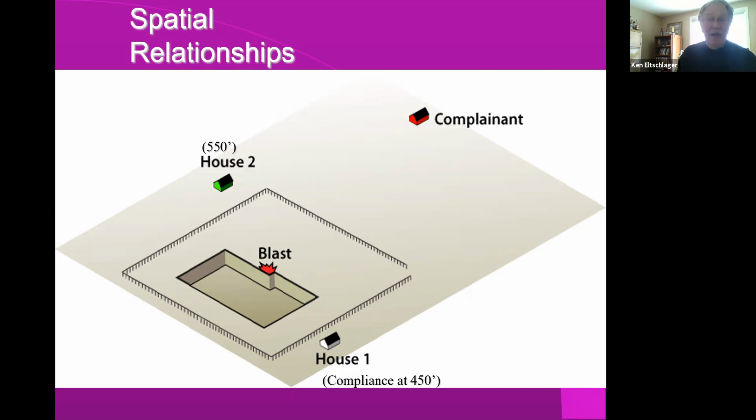Here at the blast site, you have a high wall or a big pit between house 1 and the blast and house 2. In this particular instance, you would expect the ground vibration levels to be stronger in the direction of house 2 than house 1, even though they're roughly equivalent in distance. But house 1 is probably going to see higher air blast. So those spatial relationships become important to consider as well.